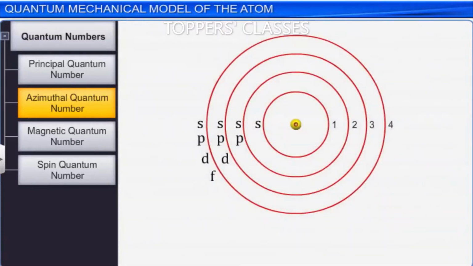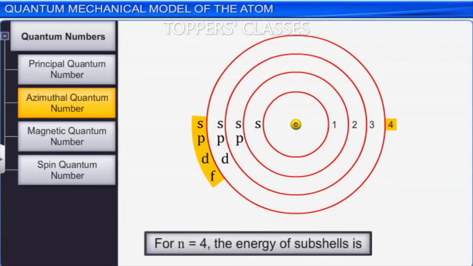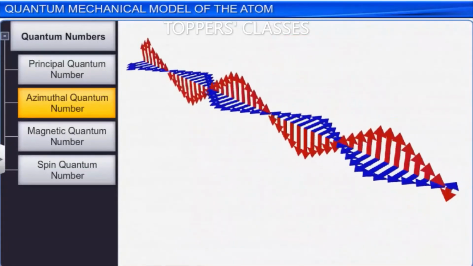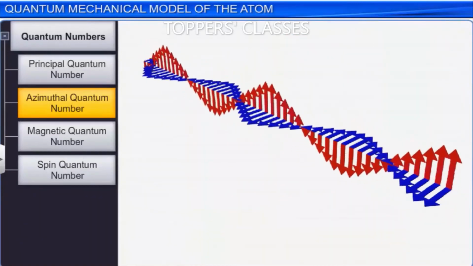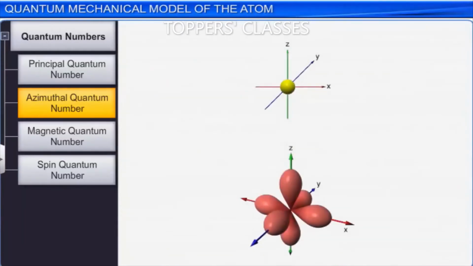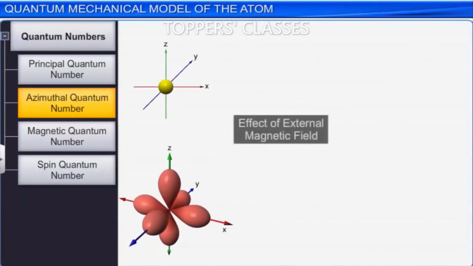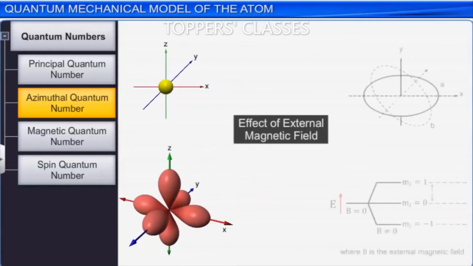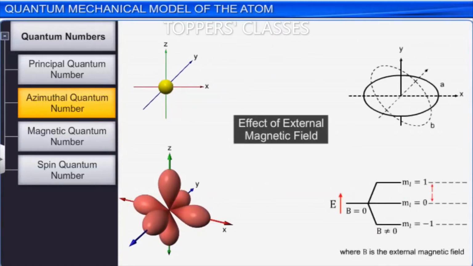The s subshell has the lowest energy, and the energies of the subshells within the same principal shell follow the order s less than p less than d less than f. An electron moving in a subshell generates an electric field and magnetic field resulting from its motion around the nucleus. Thus, under the influence of an external magnetic field, the electrons moving in the subshells tend to reorient themselves into the specific orbitals.